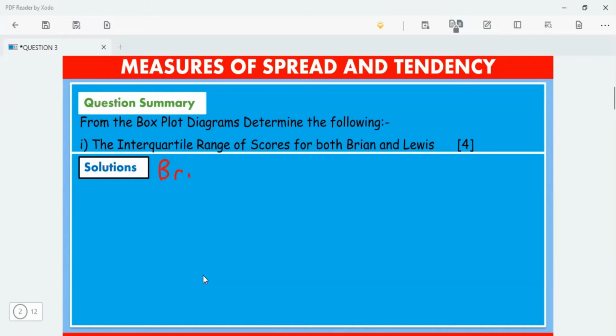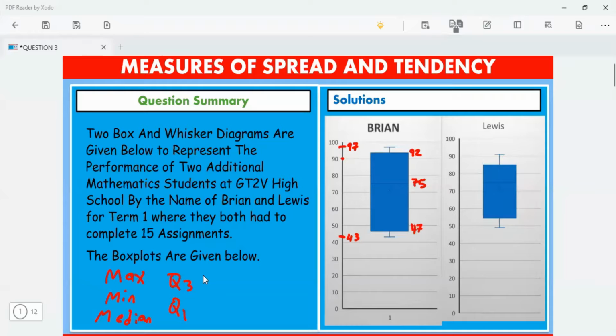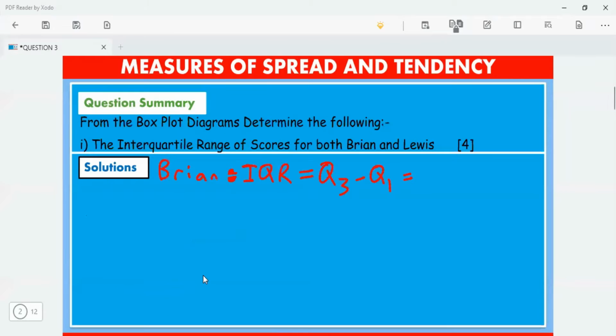So starting with Brian, the interquartile range for Brian is the upper quartile minus his lower quartile. His upper quartile is 92, his lower quartile is 47. 92 minus 47, and we know that is 45. So that's Brian's interquartile range, 45 marks. Good. Now let's do the same for Lewis.